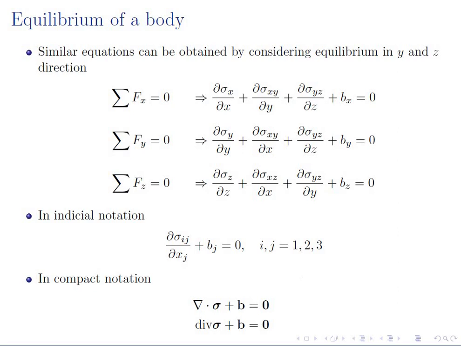Or in compact notation, I can write it as the dot product of the gradient with the stresses plus b is equal to 0. The dot product of the gradient with the stress tensor or with any vector field is usually called the divergence. So I can write it as divergence of sigma plus b equals 0. So this is the equilibrium equation of a solid body.